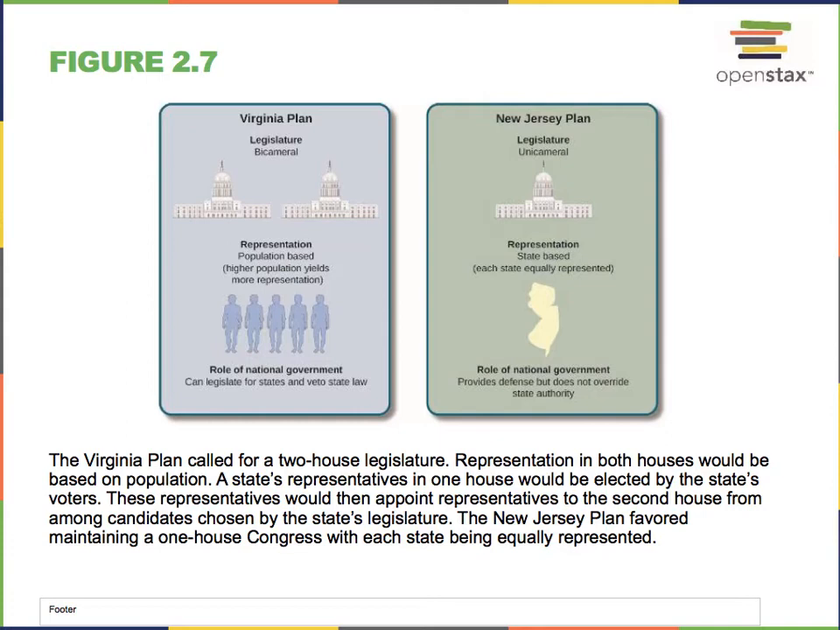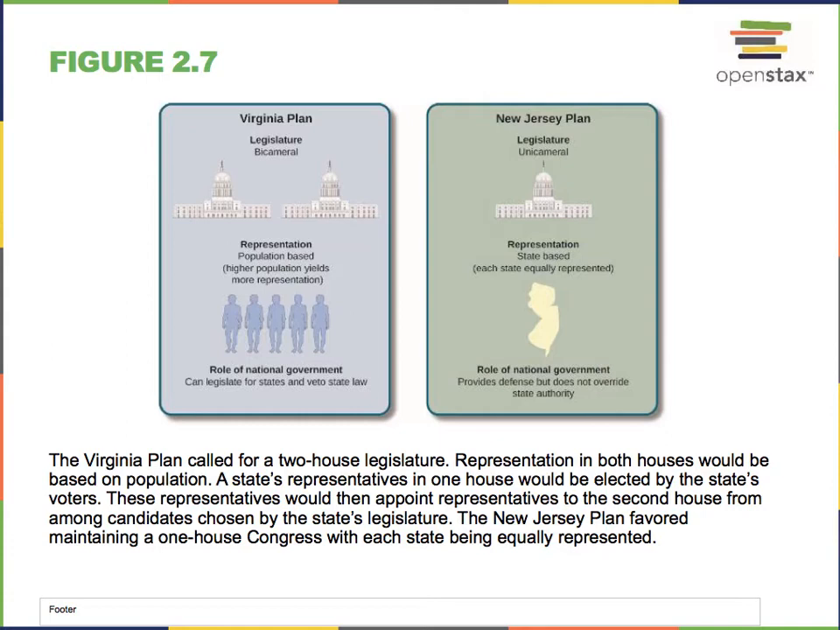Now, when I said that every colony had their own plan, they really did. And in the spirit of compromise, and conversation, which is the whole point of political science. It's about conversation, which usually leads to compromise. We had the Virginia plan and the New Jersey plan. Then the Virginia plan called for a two-house legislature.